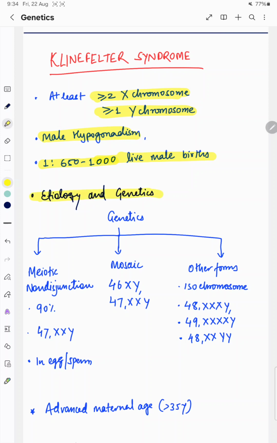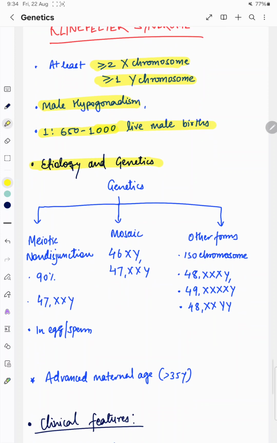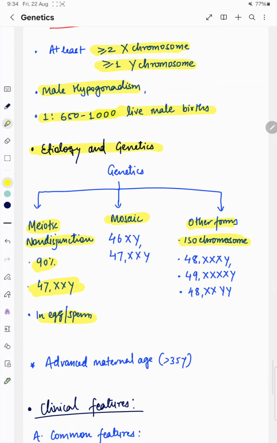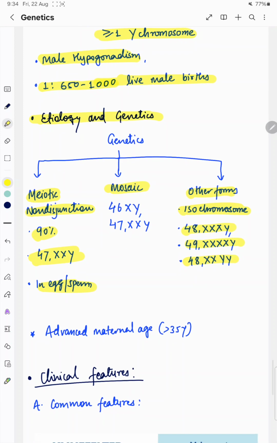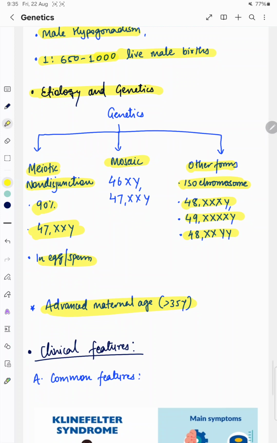Etiology and genetics. There are 3 genetic forms of Klinefelter syndrome. Most of the cases, about 90%, are due to meiotic non-disjunction in the egg or sperm. A typical 47,XXY karyotype is seen in this condition. Mosaicism is responsible for some of the cases, and other forms like isochromosome account for a few cases. Advanced maternal age is a very important risk factor in the development of Klinefelter syndrome.